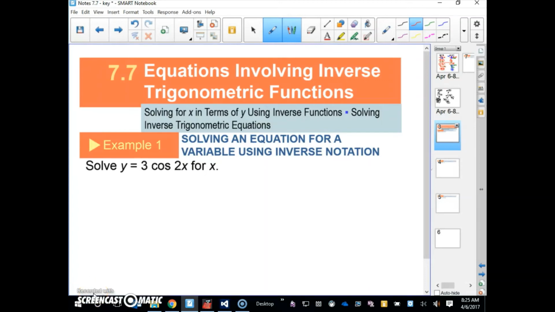7.7, we're going to be solving equations involving inverse trig functions. So example 1 is supposed to be a basic example, and it says solve. Anytime it says solve, it's going to be talking about isolating a variable. We want to isolate the variable, but in this case, they tell you exactly which variable to isolate. Solve for x means isolate x.